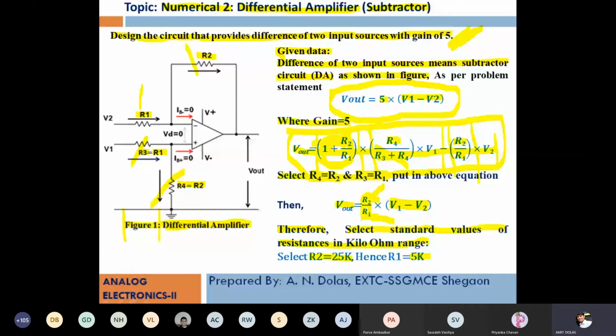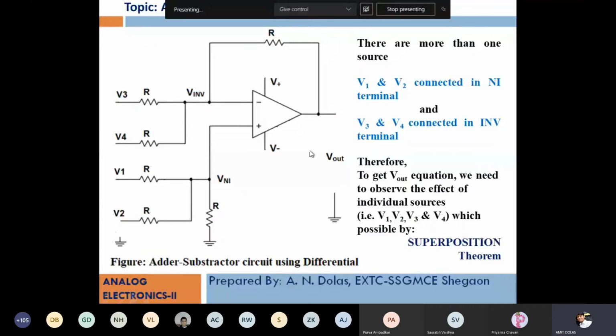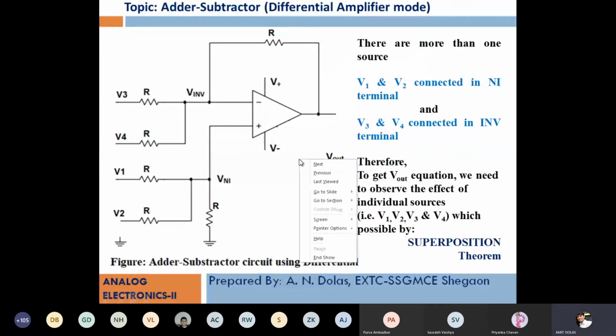So the next topic is using differential amplifier mode, of course, the operation of addition as well as subtraction simultaneously or together. Again we will be using DA mode, that is differential amplifier mode of operation. So adder and subtractor together. So what is this? This is nothing but a mixed mode. We have seen the inverting adder, we have seen the non-inverting adder, and we have seen the subtractor. If we combine these together, then it will simply be the adder and subtractor operation together.